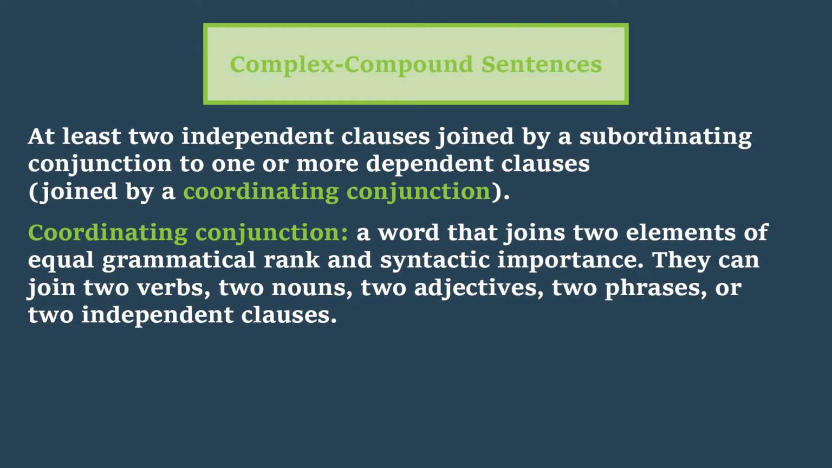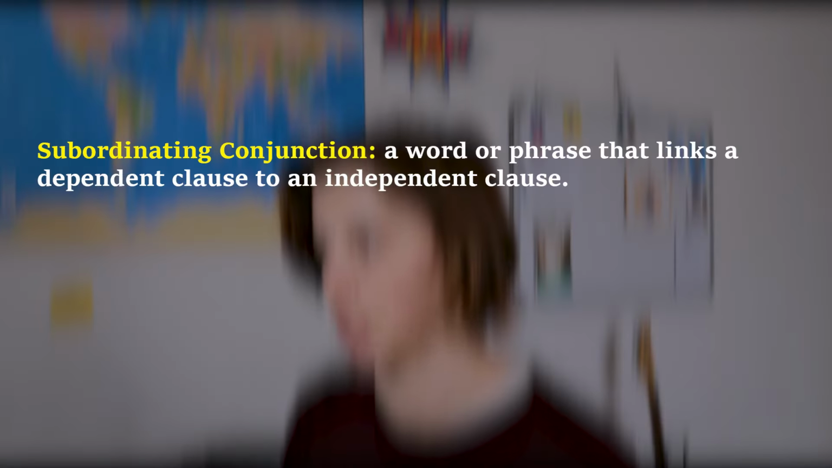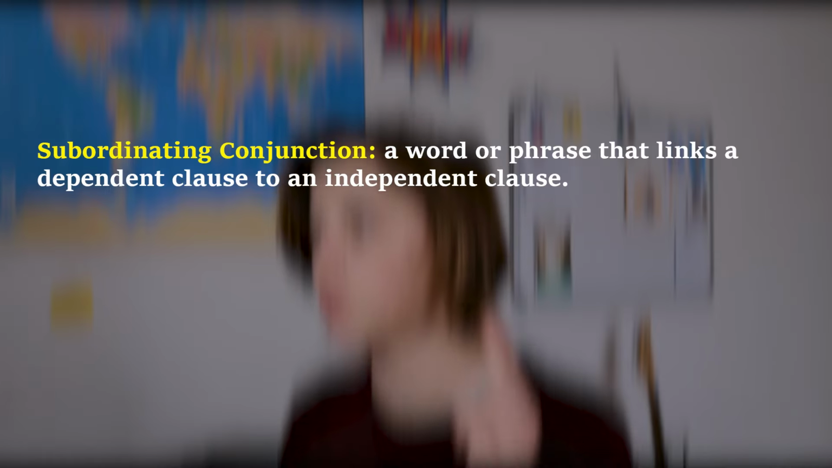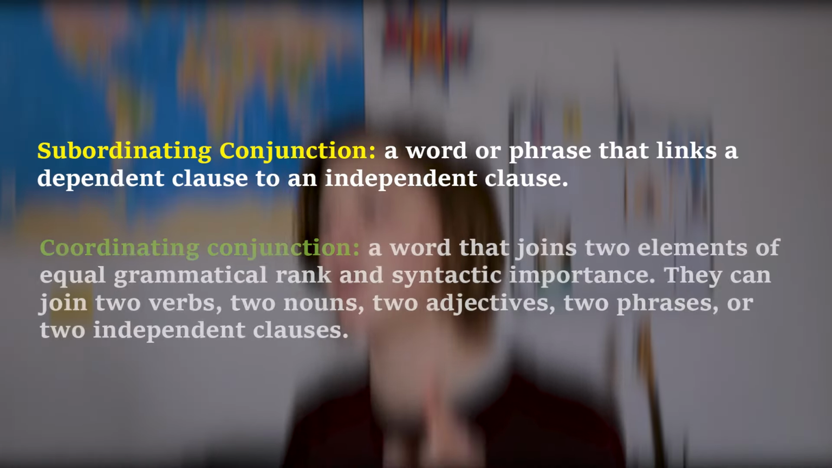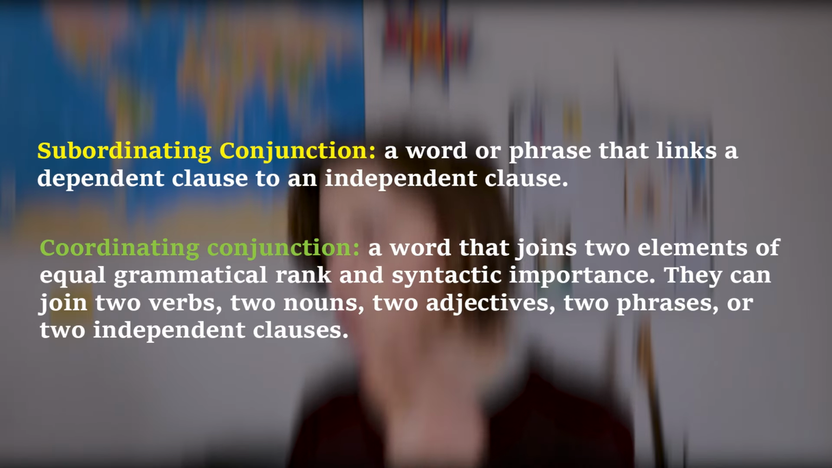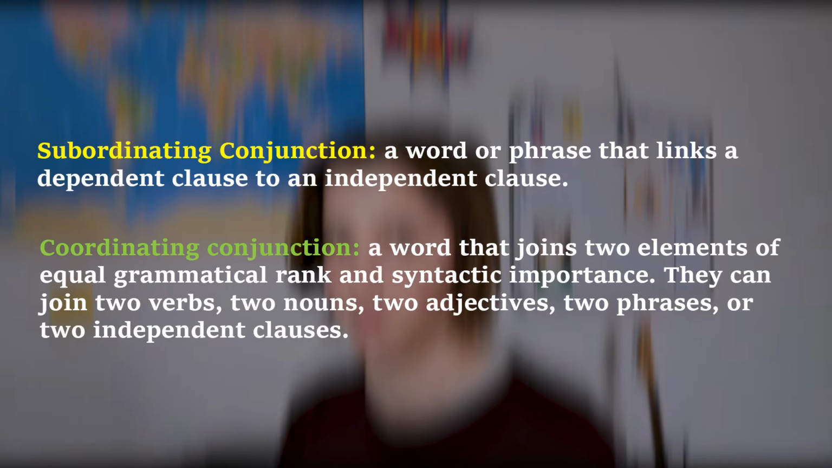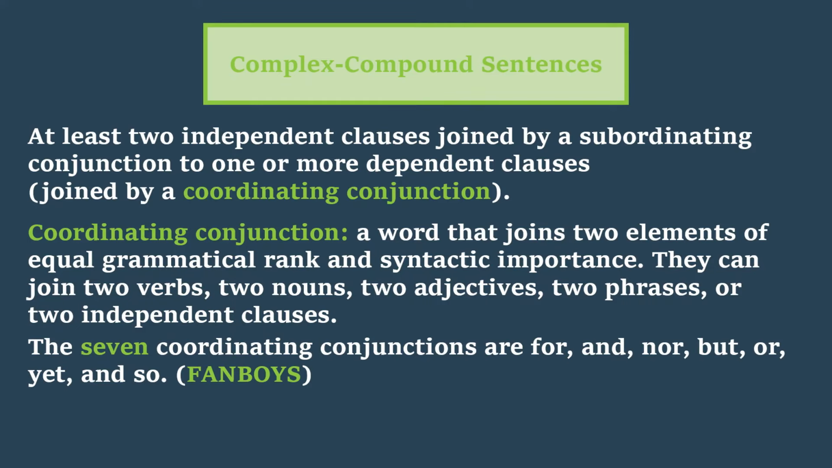They can join 2 verbs, 2 nouns, 2 adjectives, 2 phrases, or most importantly, 2 independent clauses. So to recap, a subordinating conjunction joins 2 dependent clauses to an independent clause, whereas a coordinating conjunction joins 2 independent clauses. There are 7 coordinating conjunctions: for, and, nor, but, or, yet, and so, and very conveniently, these spell out FANBOYS, so that's an easy way to remember those.